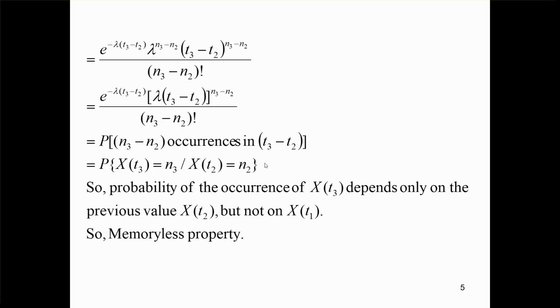So this completes our proof, because we have proved that we started with X(t3)=n3 given X(t2)=n2, X(t1)=n1. You had said in the starting that this third step depends upon both first and second, but now you are saying it actually depends only on the immediately previous step, so it has memoryless property.